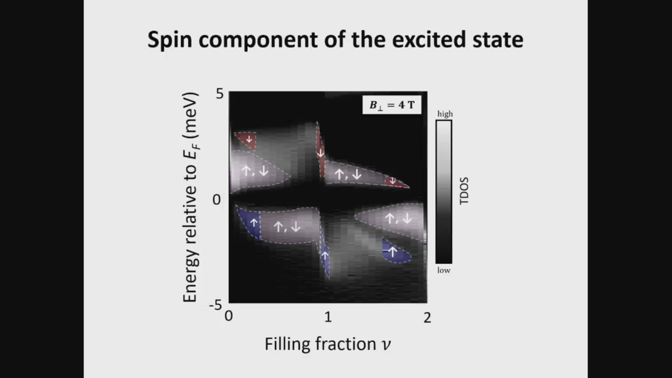We are currently on the way to mapping out the full spin structure of the excited states of the quantum Hall system, particularly at high magnetic field, where we observe more features at different places in the spectrum. So we believe that this measurement will provide a unified picture of the tunneling spectrum in the quantum Hall system.